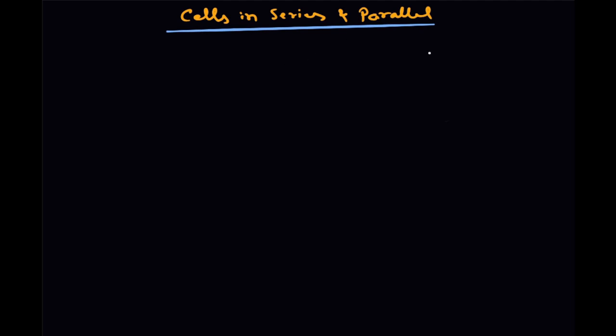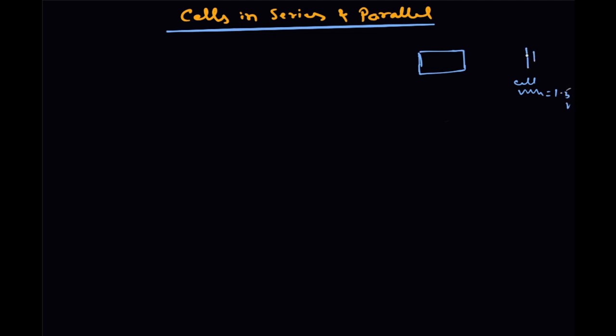Well, let us discuss now cells in series and parallel. Let us think about a device. This is one device that requires DC voltage between 4 to 6 volt. Then how we can supply this device? Each cell is having cell voltage equal to 1.5 volt.